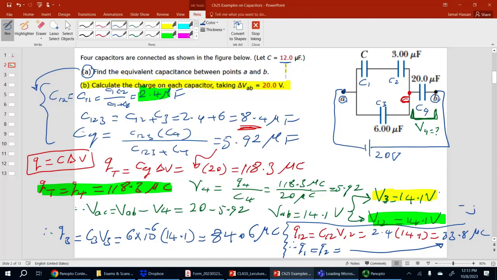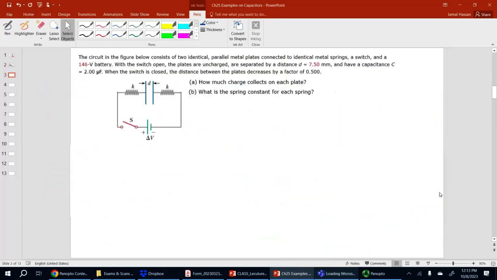Okay? So I have next question. Here we have the circuit in the figure below consists of two identical parallel metal plates connected to identical metal springs, a switch, and a 146 volt battery. With the switch open, the plates are uncharged and are separated by a distance equal to d. So we have d value. And have a capacitance C equal to 2 microfarad.